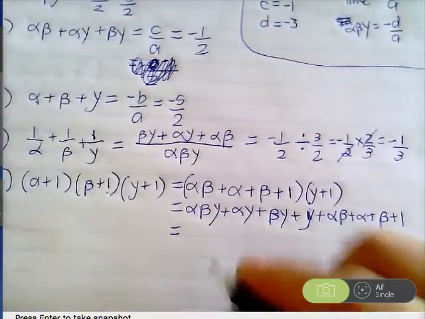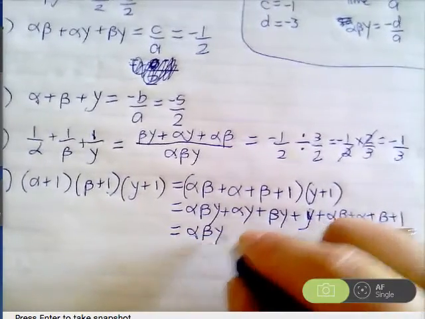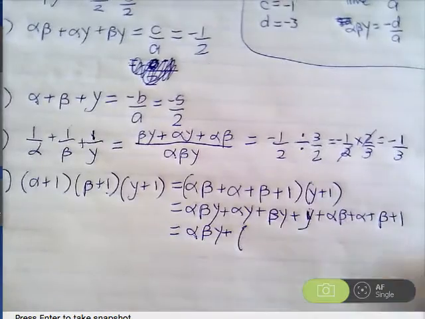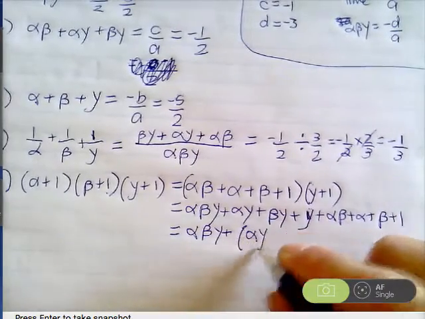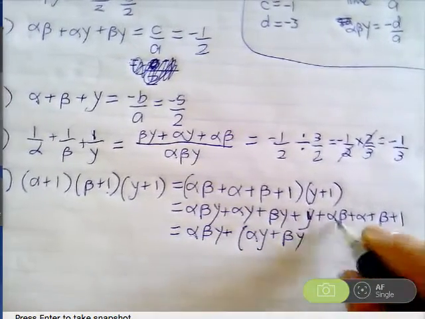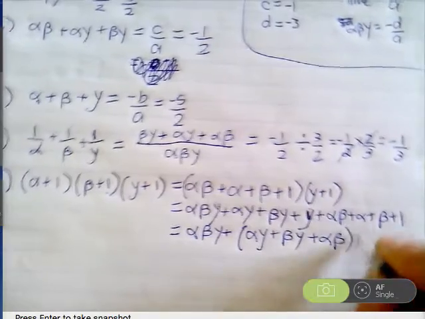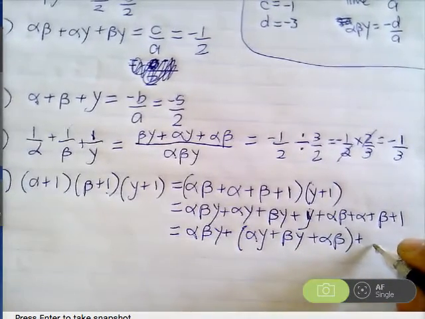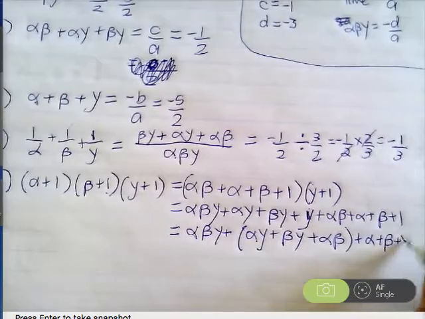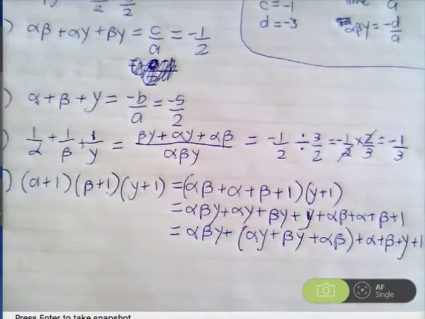So, girls, what have I got? 3 at a time plus, how many 2 at a times do I have? 1, 2, 3. And do I have all the 1 at a times? You'd hope so. And I've got the number 1.